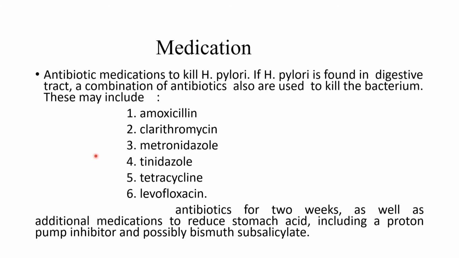Medication. In H. pylori induced peptic ulcers, antibiotics are used. These antibiotics kill the gram-negative bacteria. Some of the antibiotics used are amoxicillin, clarithromycin, metronidazole, tinidazole, tetracyclines, and levofloxacin. These antibiotics are used in combination with proton pump inhibitors or H2 blockers in order to prevent excessive acid secretion.